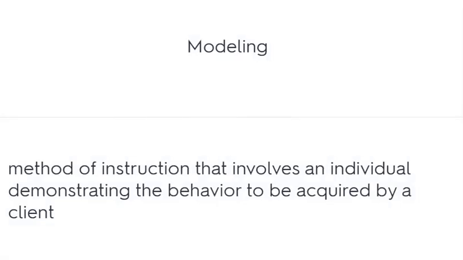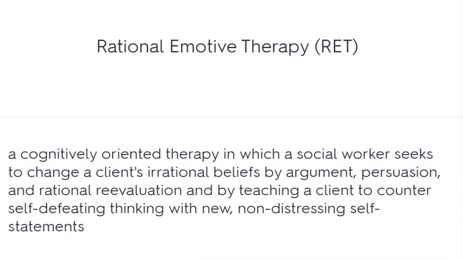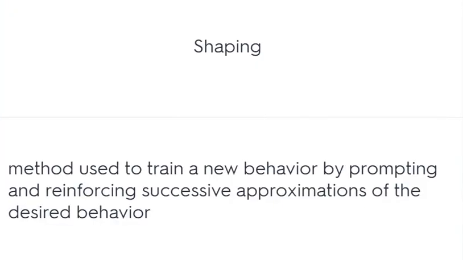Modeling. Method of instruction that involves an individual demonstrating the behavior to be acquired by a client. Rational emotive therapy. A cognitively oriented therapy in which a social worker seeks to change a client's irrational beliefs by argument, persuasion, and rational reevaluation, and by teaching a client to counter self-defeating thinking with new, non-distressing self-statements. Shaping. Method used to train a new behavior by prompting and reinforcing successive approximations of the desired behavior.